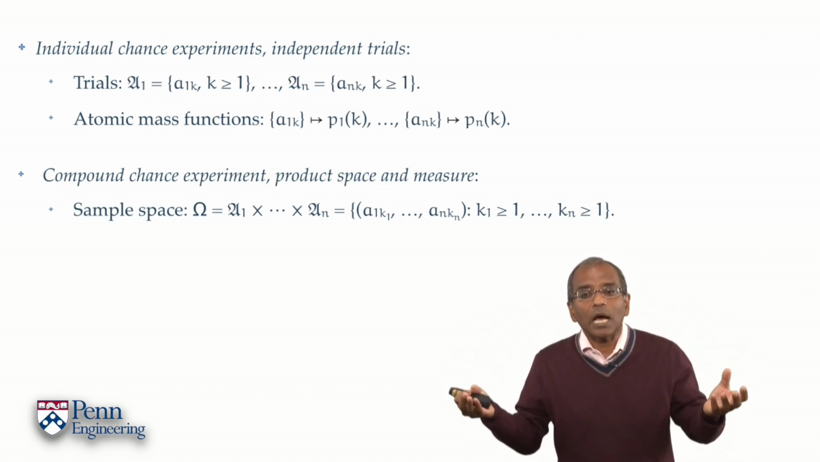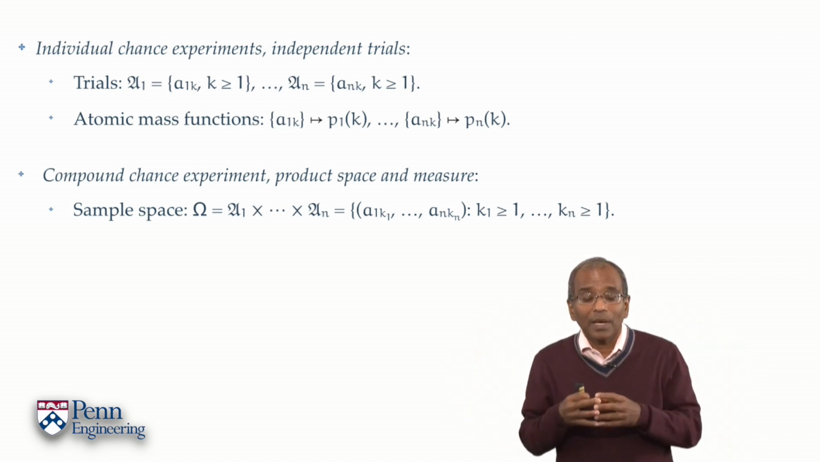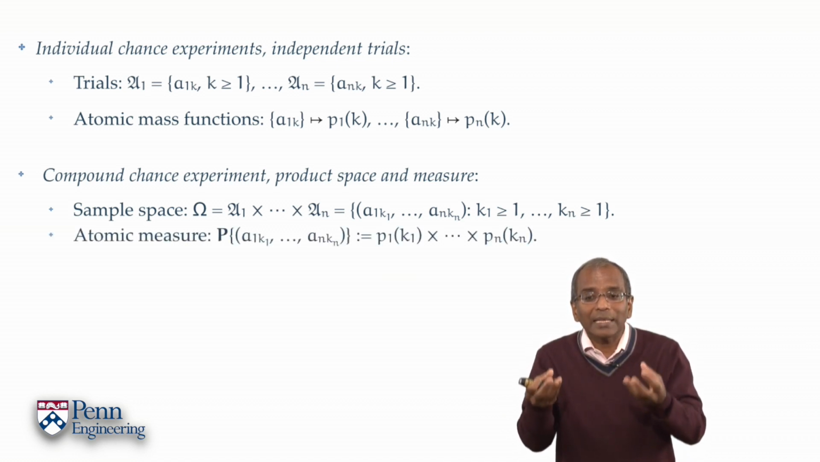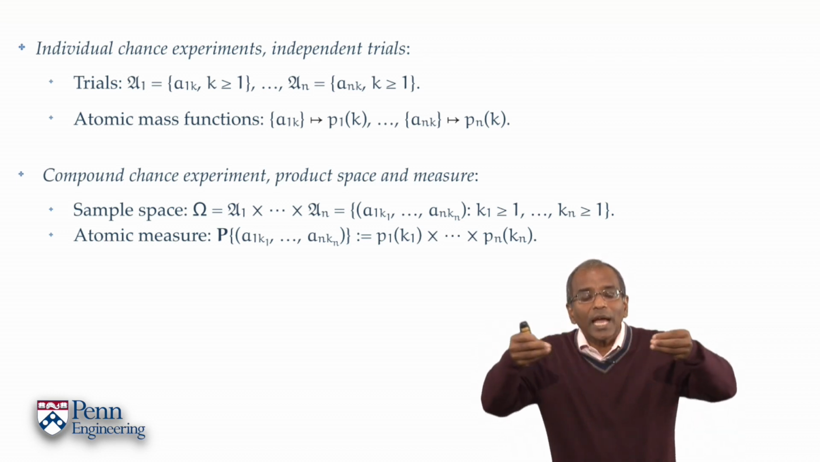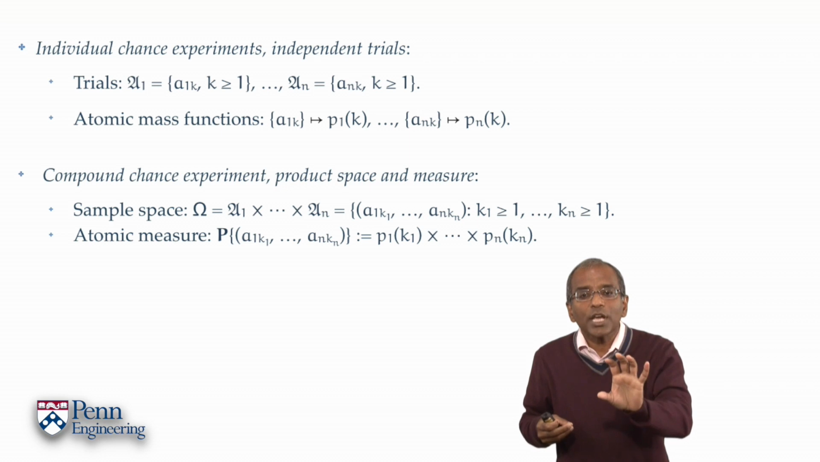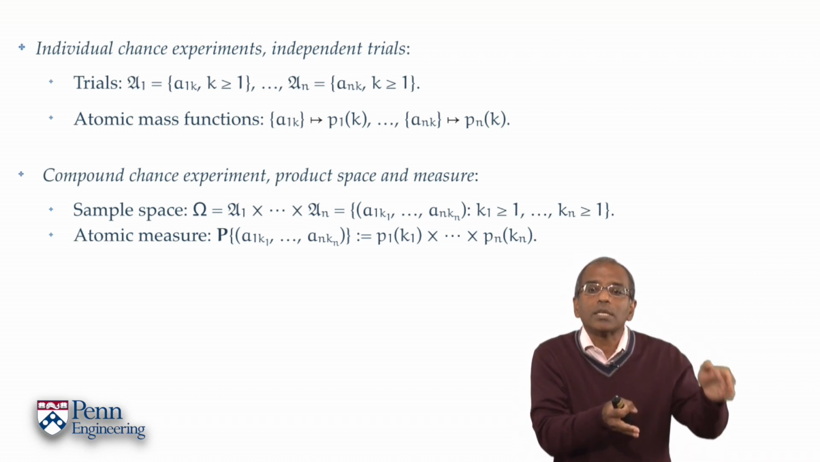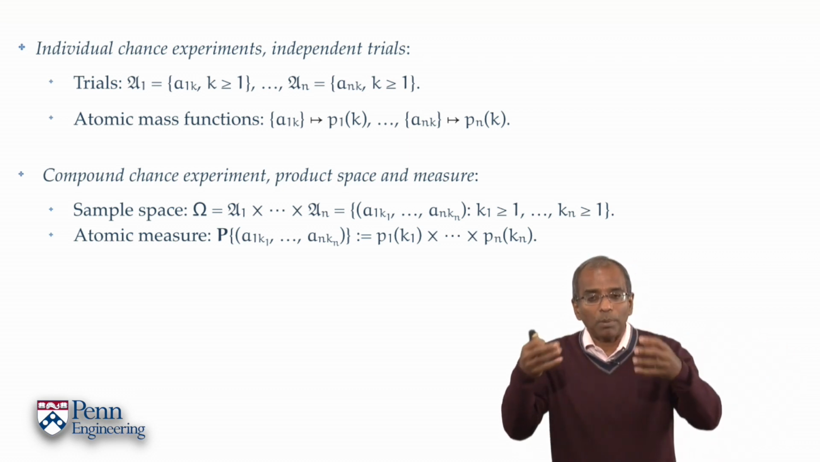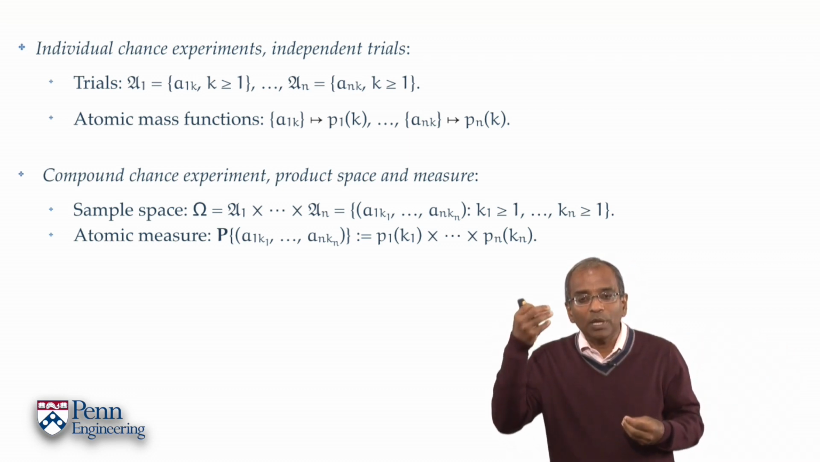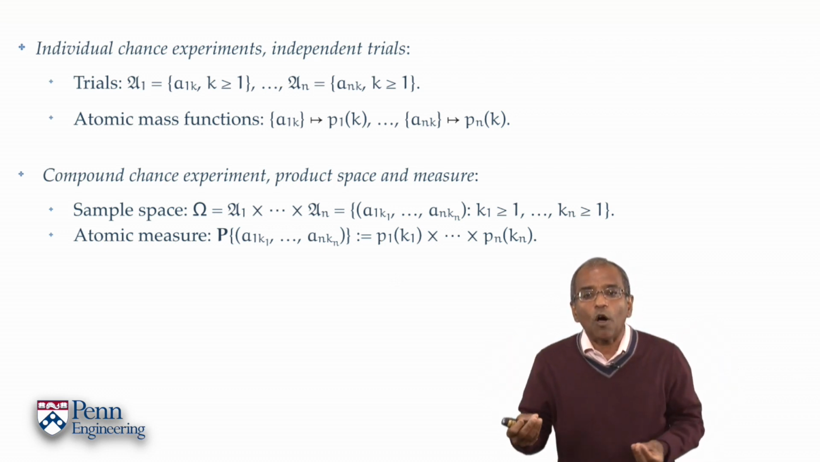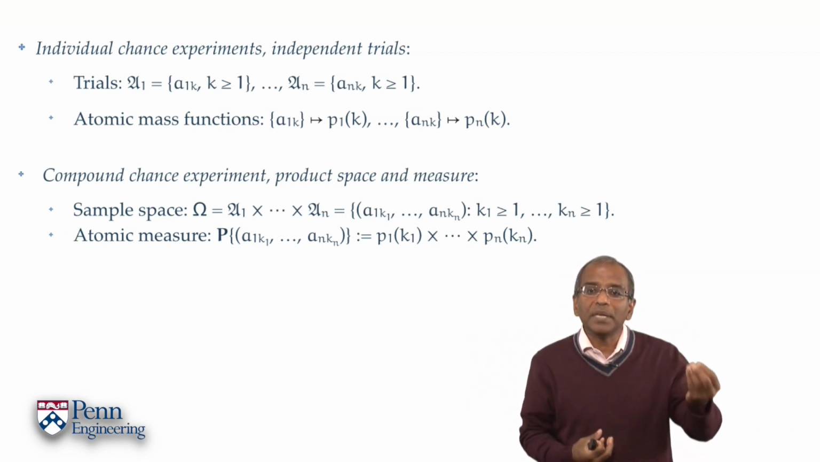The sample space now is a product space. And naturally, we now need a measure, and the measure we attach, and this is where the independent trials come in, is to each atom, each n-tuple, we attach a mass, a probability, which is a product of the individual masses. So the probability attached to the n-tuple A1K1, A2K2, ANKN is a product of P1K1, P2K2, PNKN.